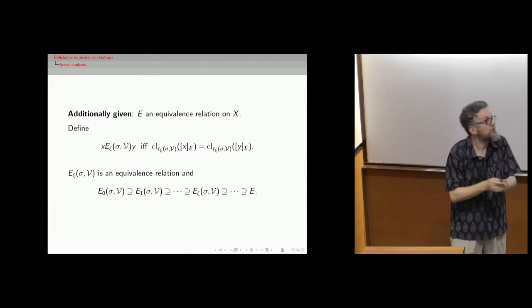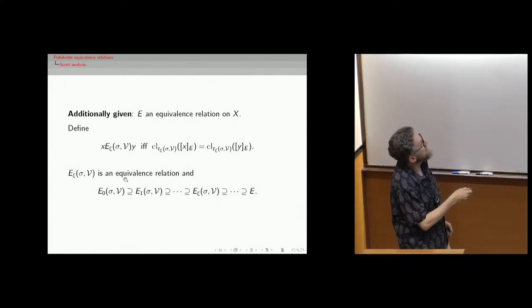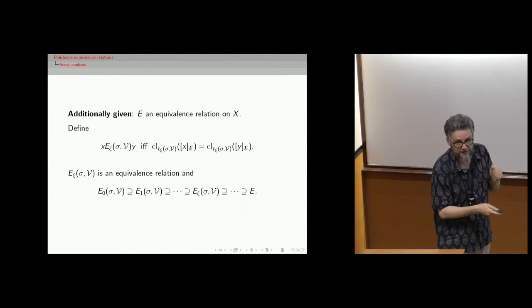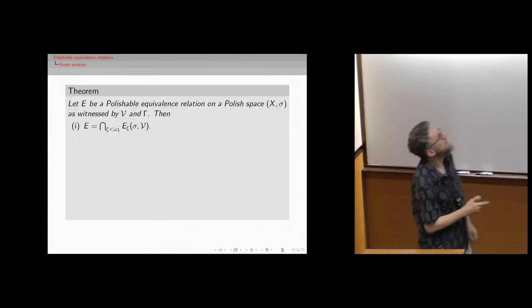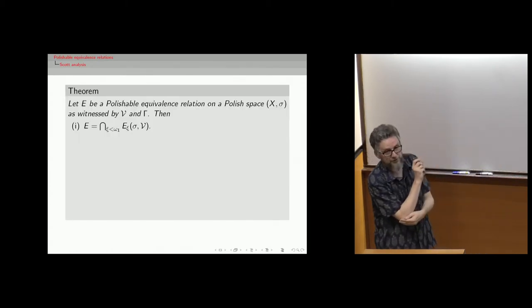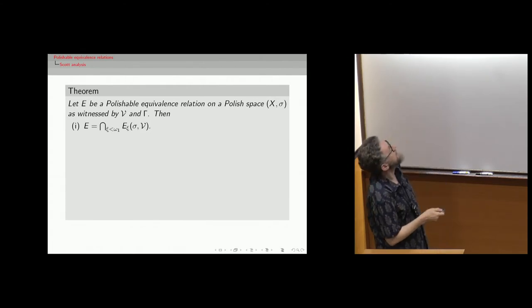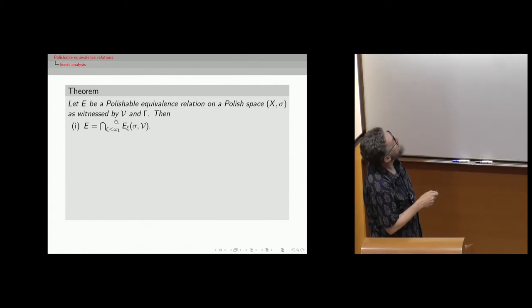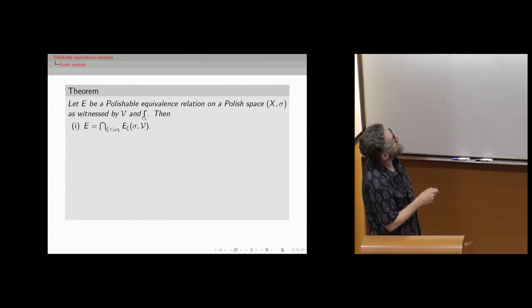And my question is, okay, so I have these finer and finer approximations to E. The main question is, does it stop? Does it give me E? And at what stage? Okay, so this is the theorem. This is the Scott analysis, general Scott analysis. I have a polishable equivalence relation on a Polish space. It's witnessed by V and sigma and gamma.